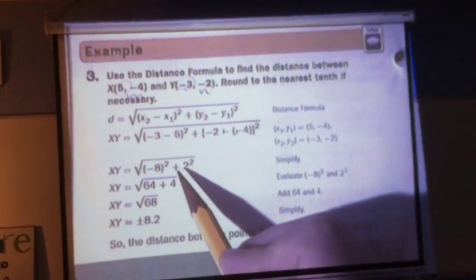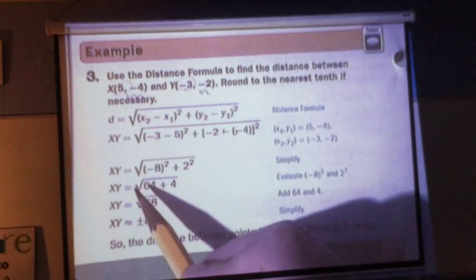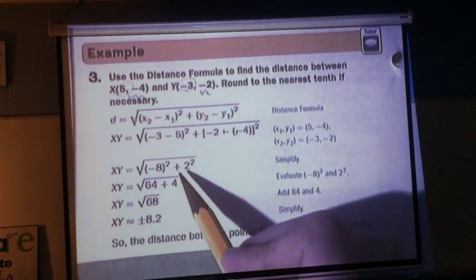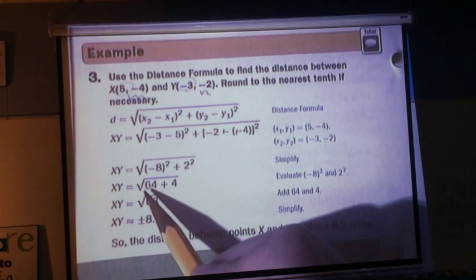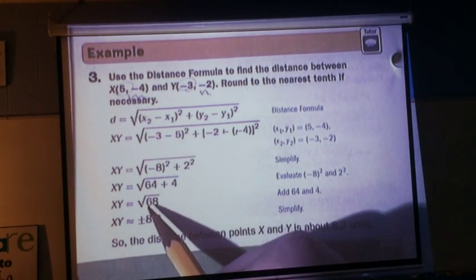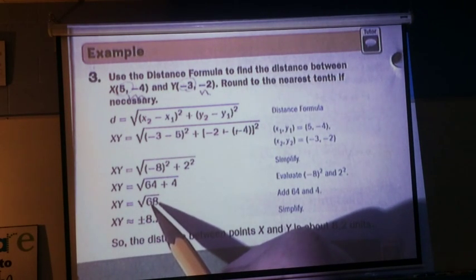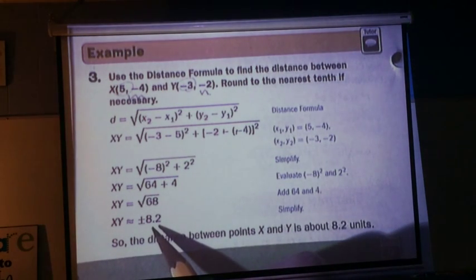Next, go ahead and use your exponents. -8 squared is 64. 2 squared is 4. Then add the two together. 64 plus 4 is 68. Last, take the square root of 68, round your answer to the nearest tenth, and we come up with 8.2. So the distance between points X and Y is about 8.2 units on the coordinate plane.